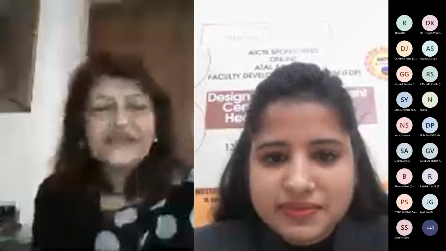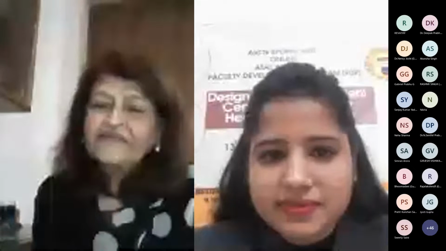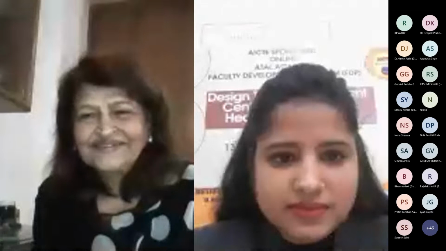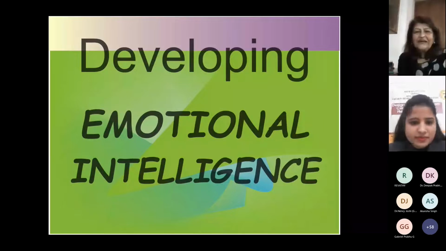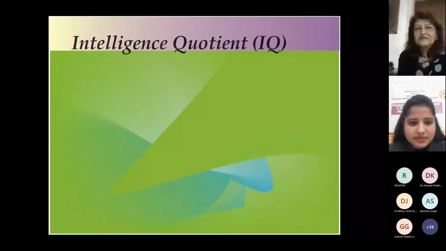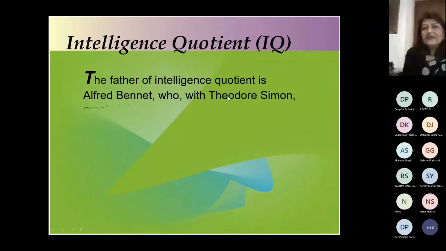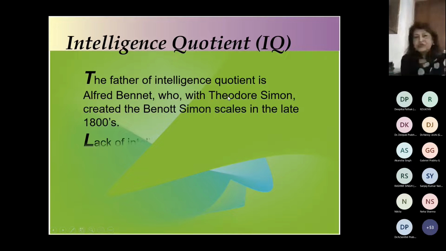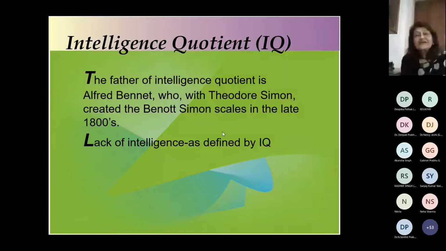And my topic today is developing emotional quotient, or building emotional intelligence. Okay, now, next slide. I would like to start with intelligent quotient. Now, there are four types of quotient recently. One is intelligent quotient, one is emotional quotient, one is social quotient, and another one. I'll just remember that and tell you.